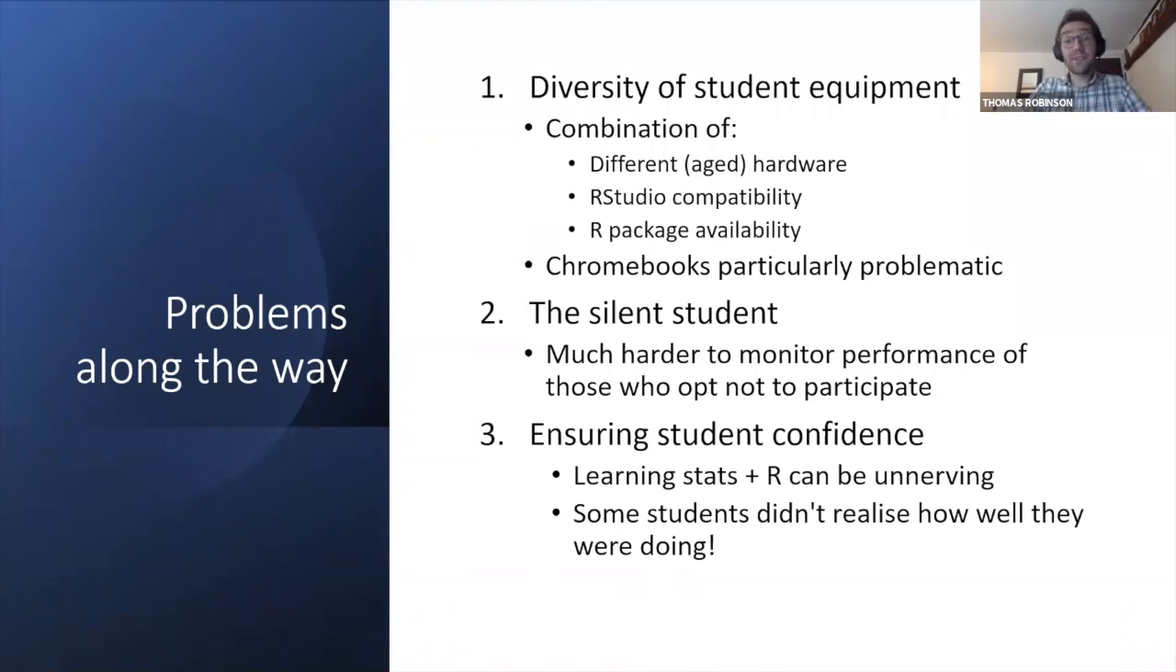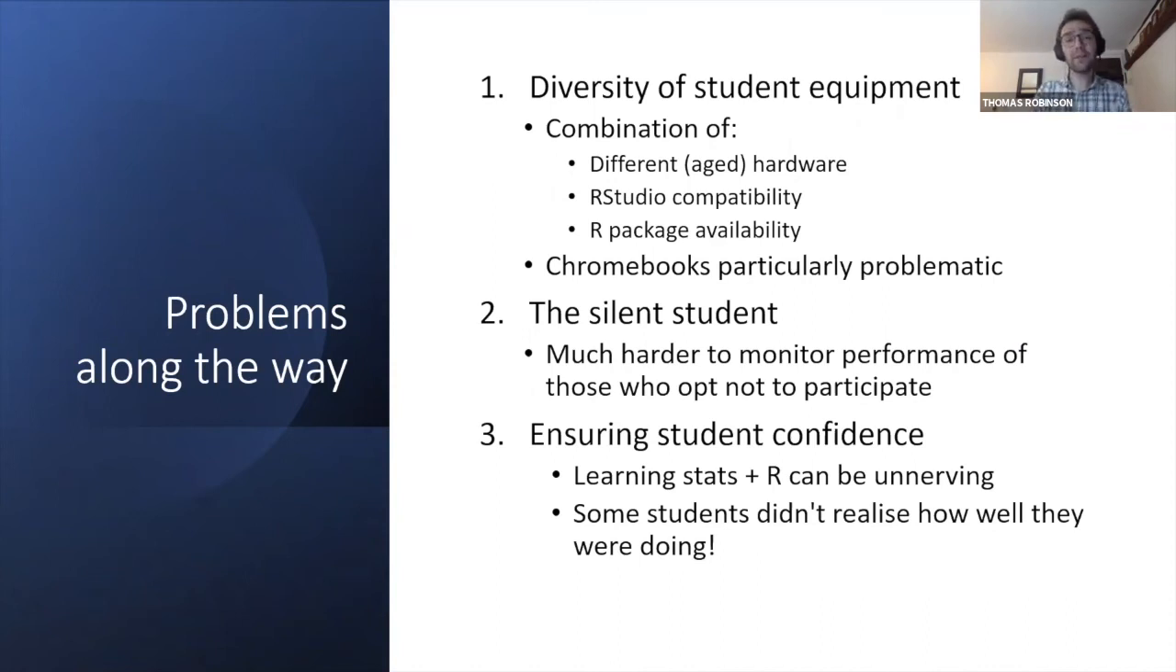The second problem was the silent student, and this unfortunately is just a consequence of online learning, I think. If a student doesn't want to participate or can't participate, or for some reason misses these lab sessions online, then it's just much harder to monitor how they're doing. And the danger is that you have a portion of students who you can't help in time for the end of the module. That was something we were very mindful of throughout the course, and we tried to check in with students if we thought that they were struggling. But it's nevertheless intrinsic to distance that it's just harder to keep on top of that monitoring.